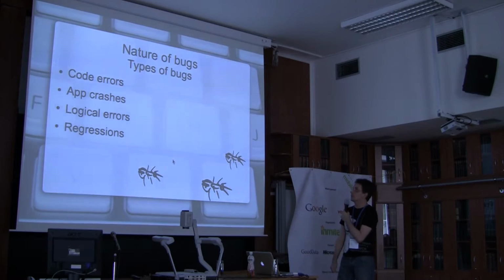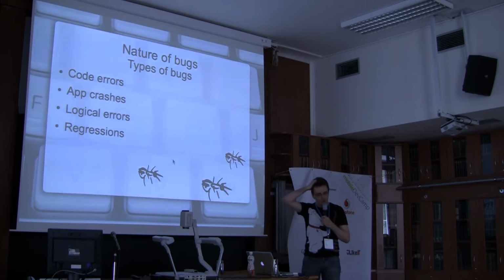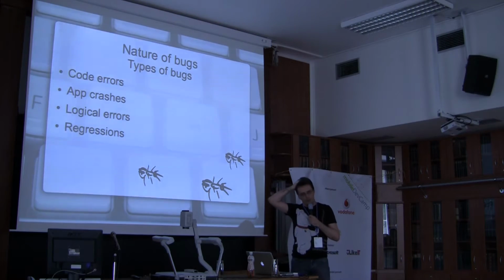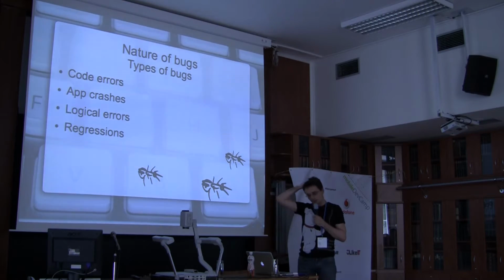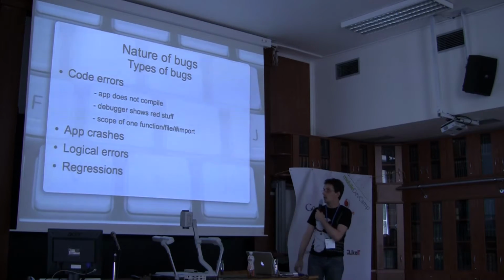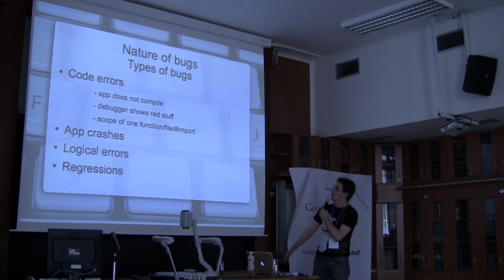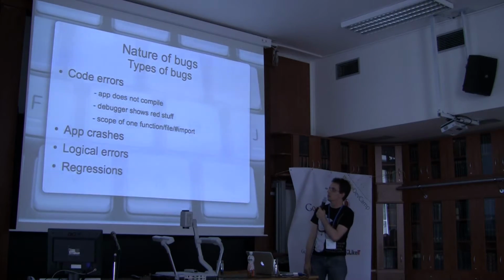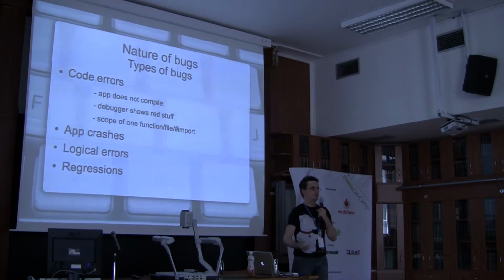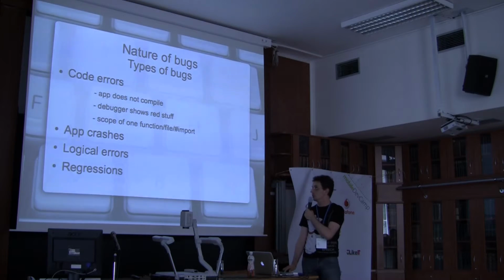The nature of bugs and types of bugs, I will run through it really quickly. I really needed to organize it a little bit for the sample, which I have to make sense, I guess. So code errors, that's what happens. The application does not even compile, the debugger shows the red stuff. The scope of the function or file import is very small and it's easy to fix because it's right there. It didn't even go out to the wild.